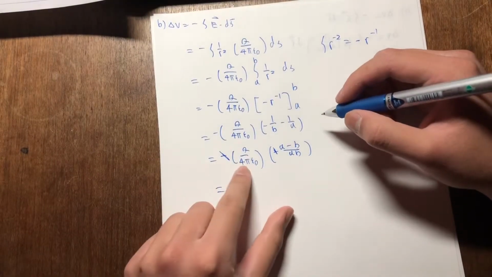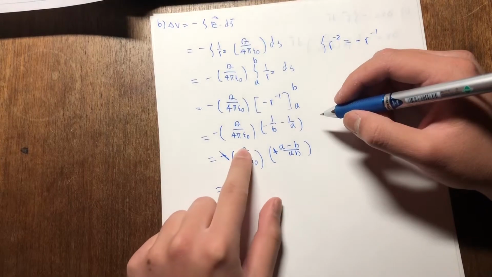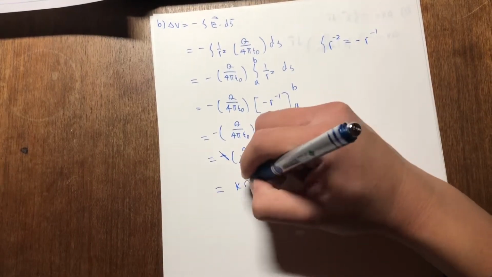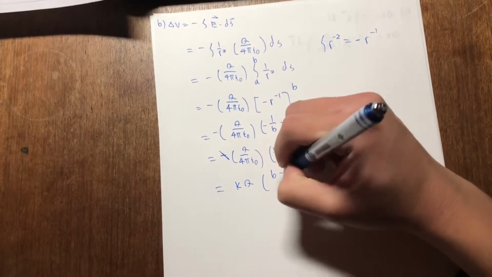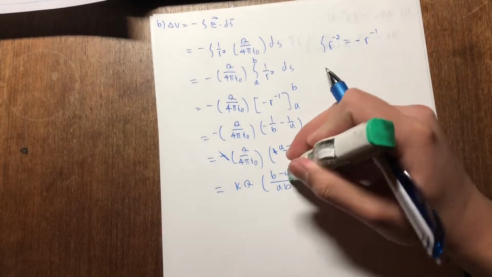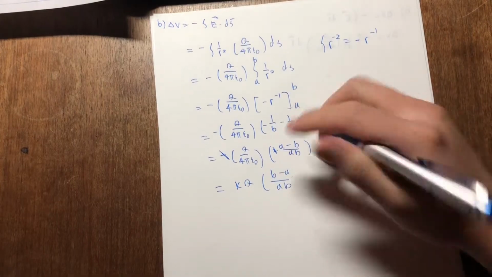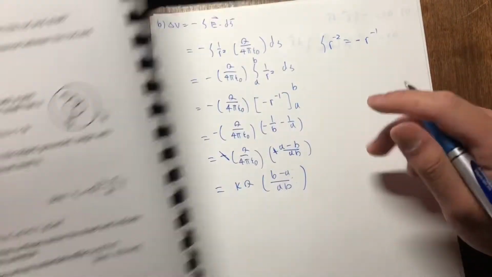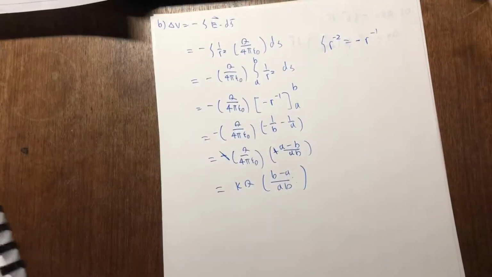And finally, your answer here, they want in kq. Well, k equals 1 over 4 pi epsilon. So you've got that, and then you've got q. So you've got kq times (b minus a) over ab. And this matches exactly what we got in the book. And this is how you do part B. Let's see, yep, we got it.